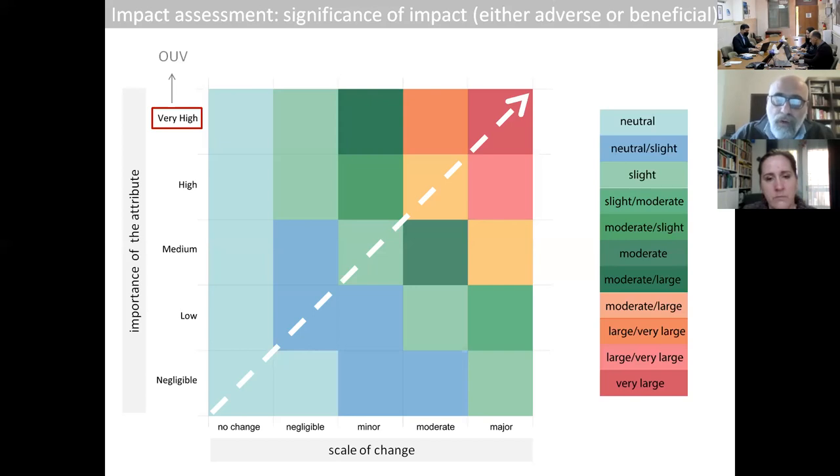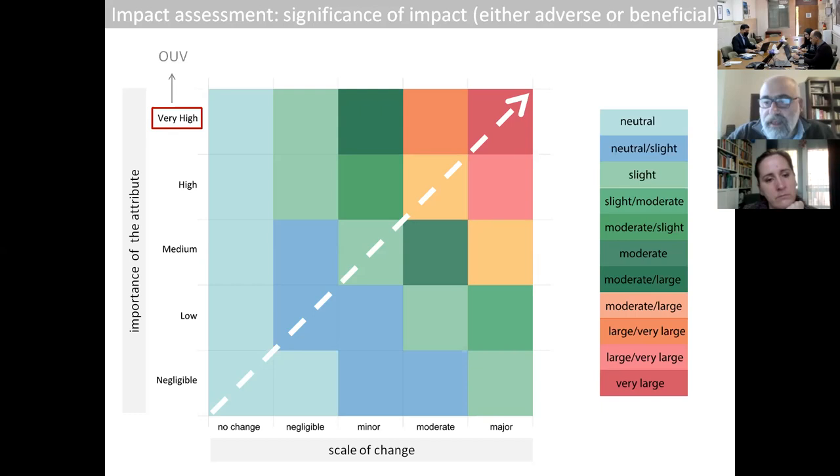So we are always dealing with the very last row of this diagram, considering from no change and major change. We can use this diagram for other attributes not exactly related to the OUV to identify if there are slight, moderate, or moderate slight change. To be honest, this color scale is very difficult to interpret and to manage, because as you can see, the difference between slight, moderate, and moderate slight is very, very thin.